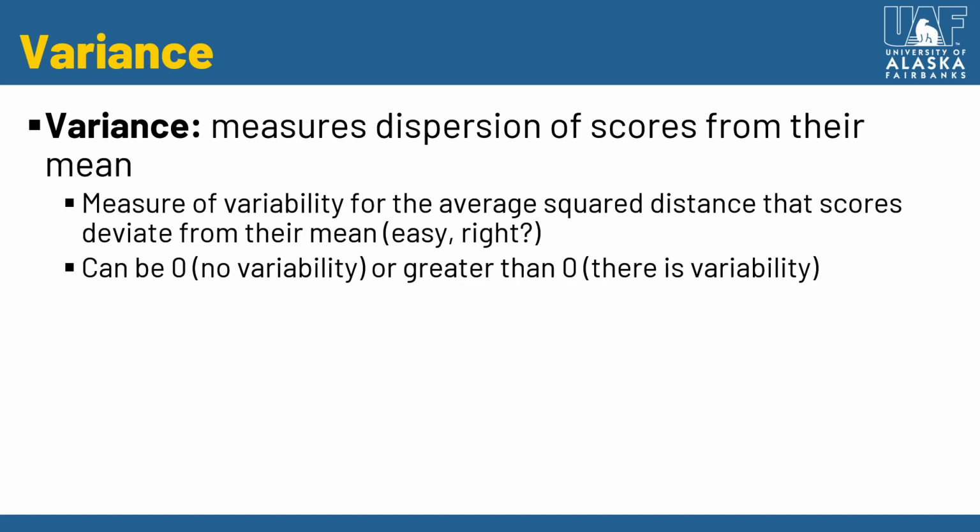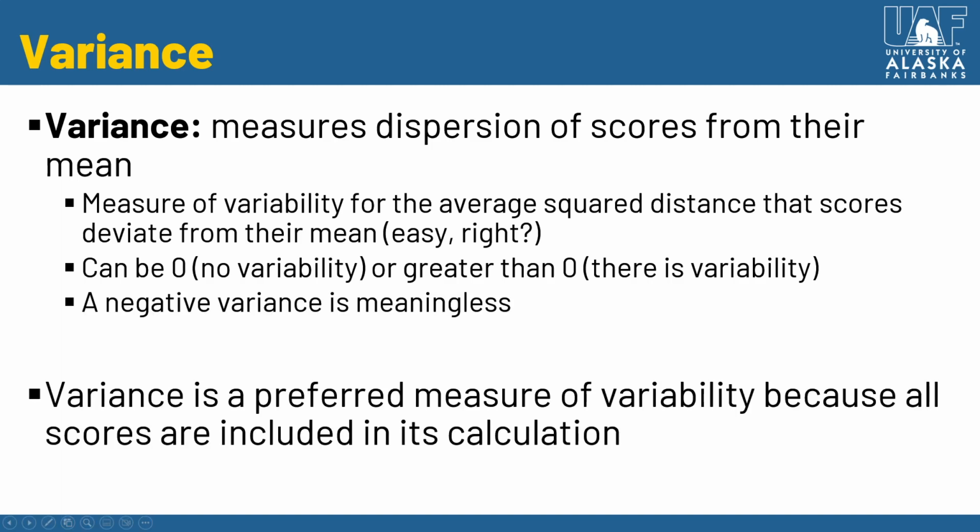And so variance, similar to what we just previously discussed, can be any sort of positive number. Can't be zero, or I'm sorry, it can be zero, which means no variability. It can't be less than zero though, because again, we can't have something with negative variability. So it could be zero or greater than zero. Negative is meaningless. And this is generally a preferred measure because it considers all the scores when we calculate it.